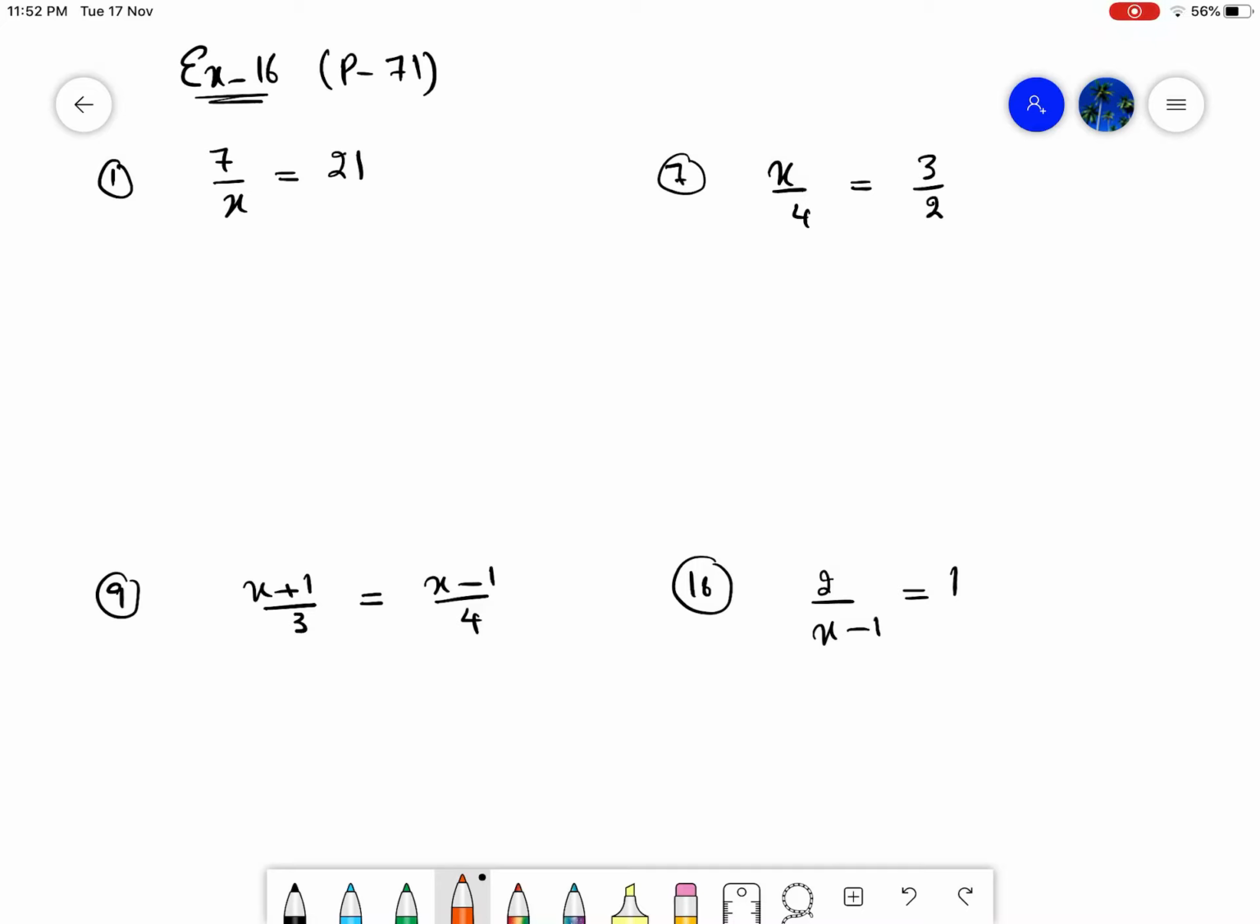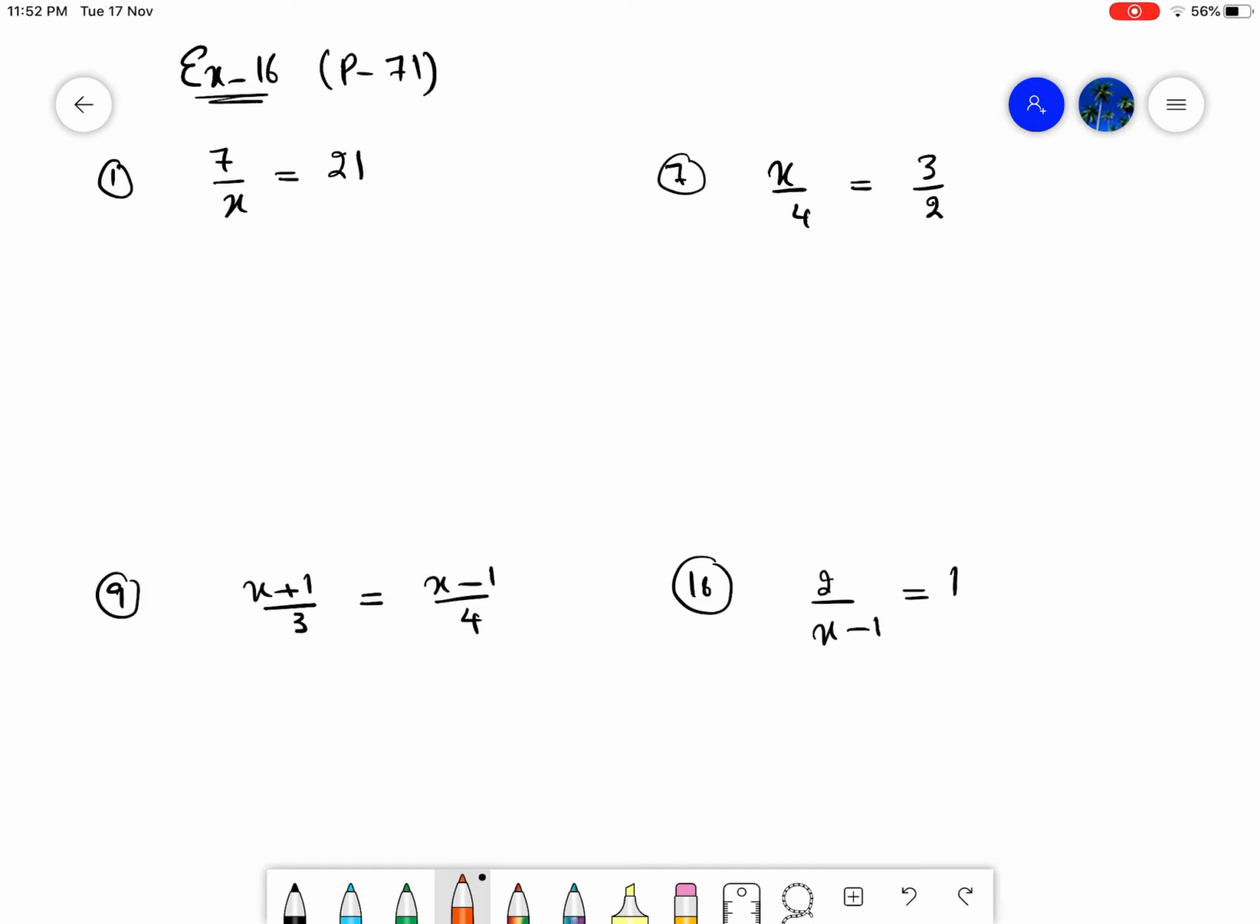Okay, students, now we will look at a few questions in exercise 16. This will end the topic of solving linear equations. In this exercise, you can see that the equations are in the form of a fraction, and the unknown variable x is either in the denominator or in the numerator, and we have to rearrange the equations to work out the value of x. So let's start.